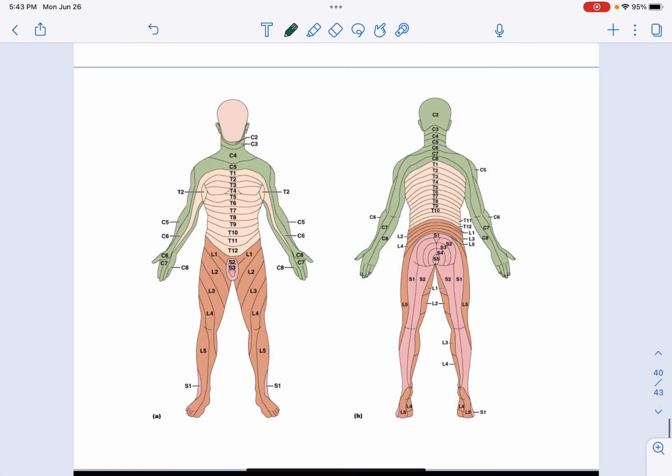This is just interesting information. So again, this is a map. This is the anterior side and the posterior side. Each of the regions of our entire body has been mapped so that we know exactly which nerves are innervating these areas. And this would allow us to determine, if you did have a spinal cord injury, what part of the spinal cord was injured.